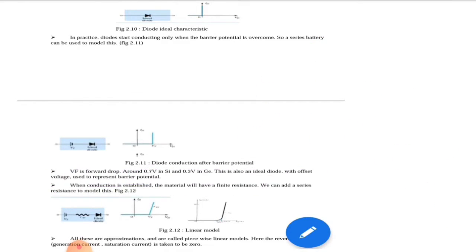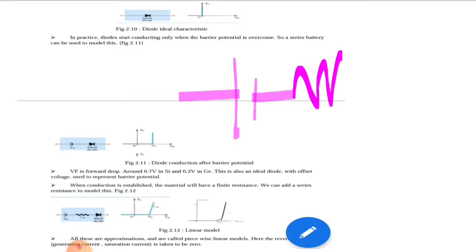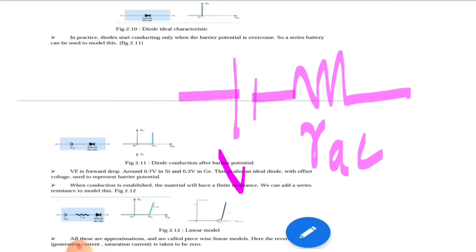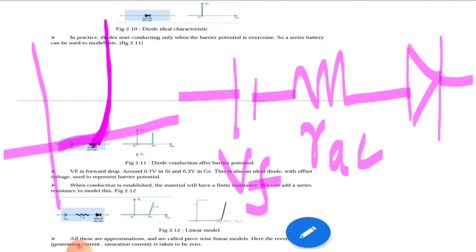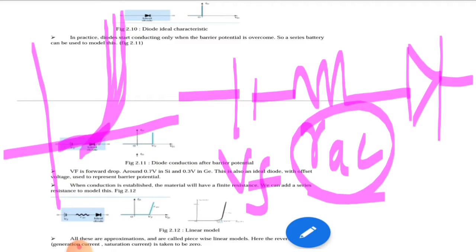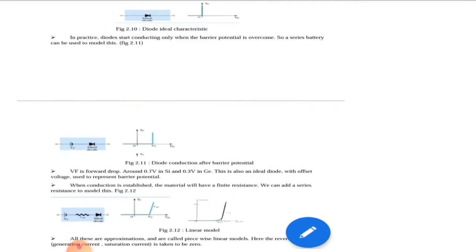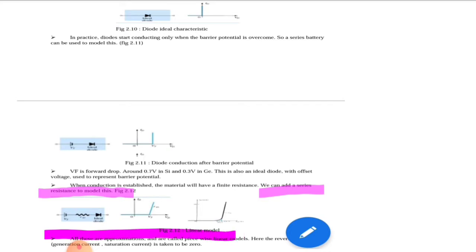So the model will now change as our potential, then a resistance, RAC or RF we will call it. This is VF or VO. Then we will draw the diode. So now in the characteristics, if you are drawing, after crossing this VF, there will be a curve in the line. That curve indicates the presence of this resistance. So the material will have a finite resistance. We can add a series resistance to the model. So you can see the structure now.